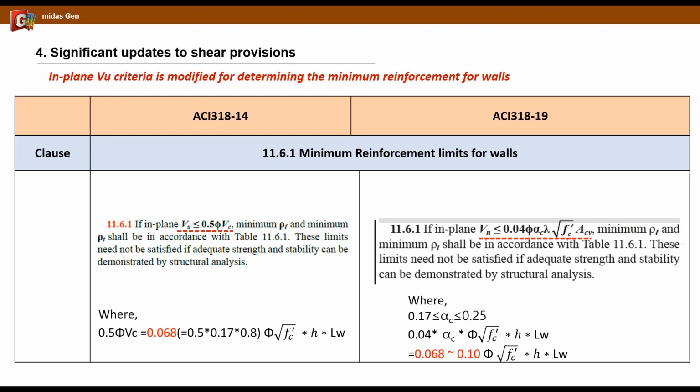This change results in a similar threshold value for factored shear force at the section criteria where minimum reinforcement shall be acceptable. In ACI 318-19, depending on the height hw by the length lw of the entire wall, the limit values may change.